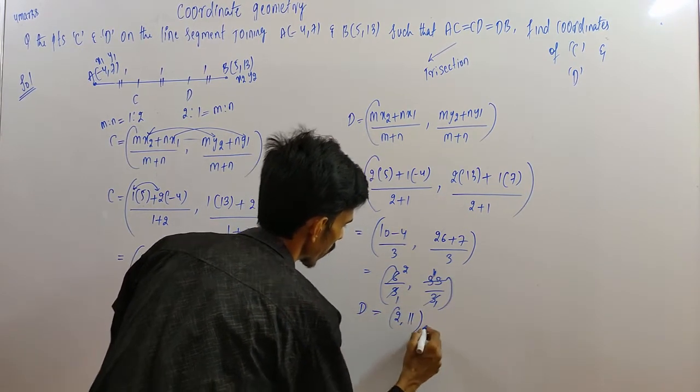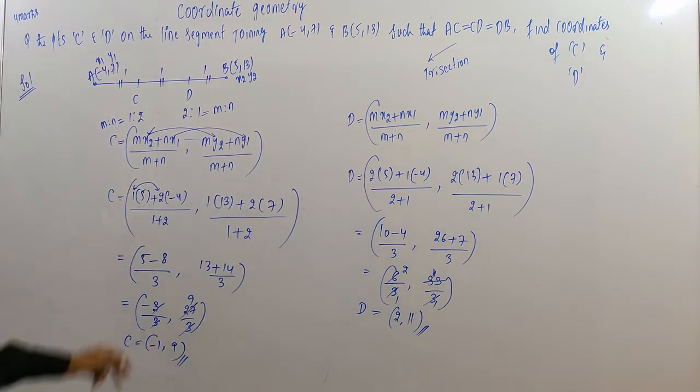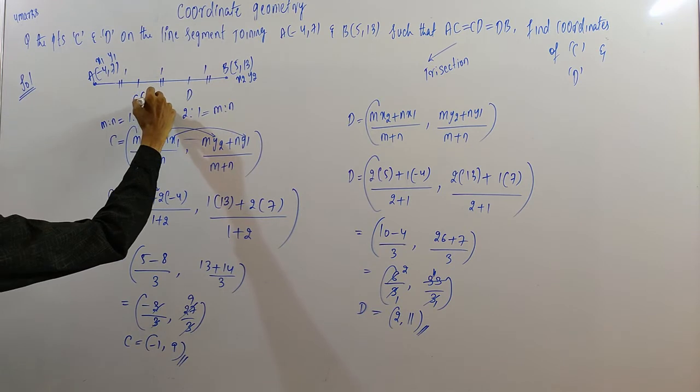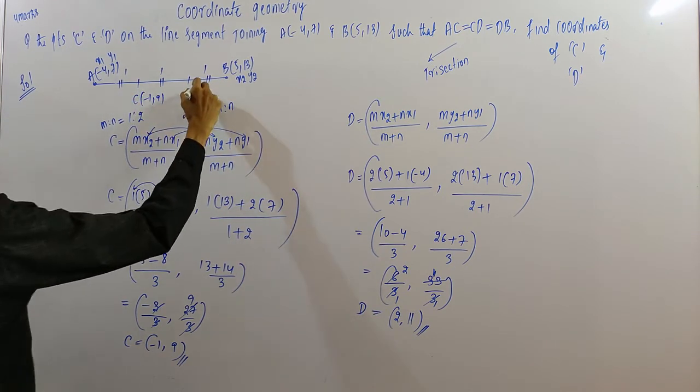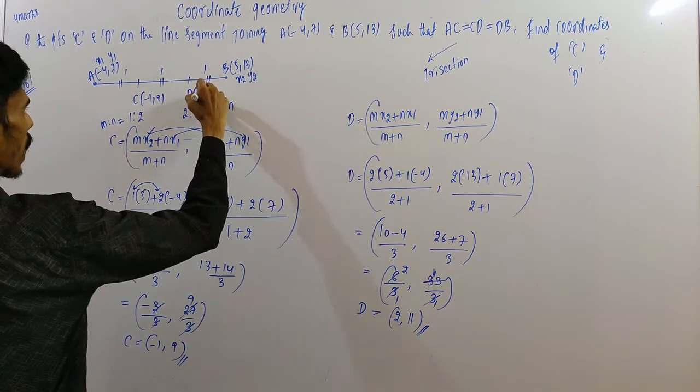We got D. So finally we got point C and point D. Point C we have -1, 9, and D we have 2, 11.